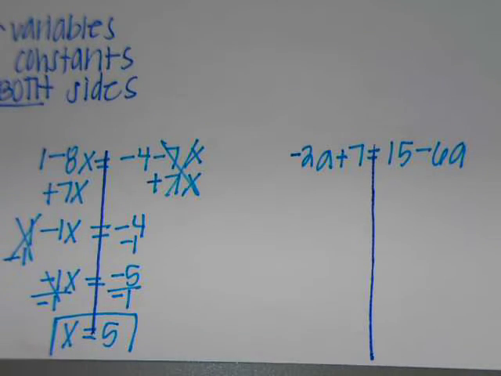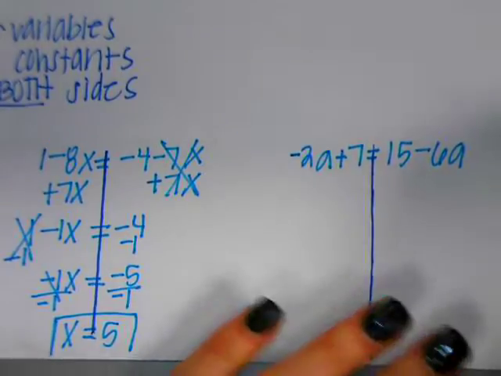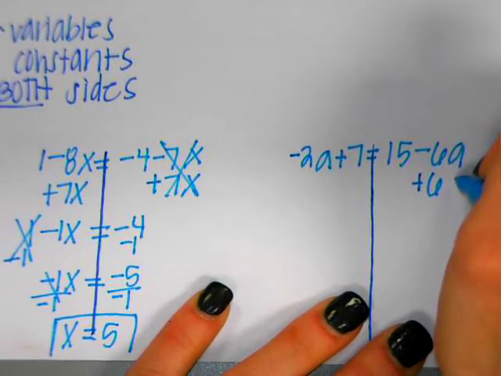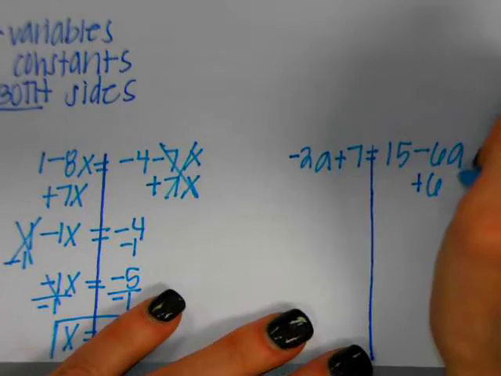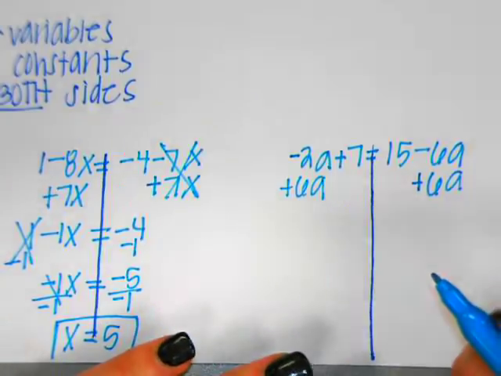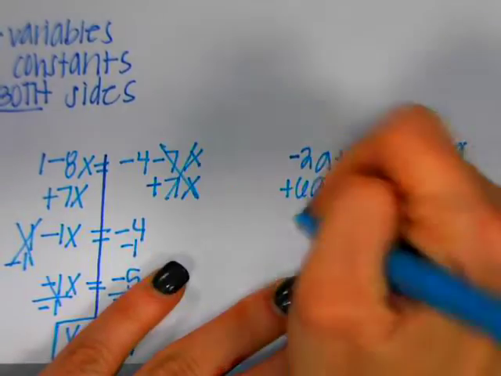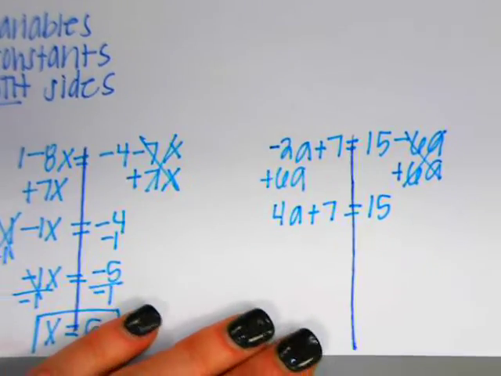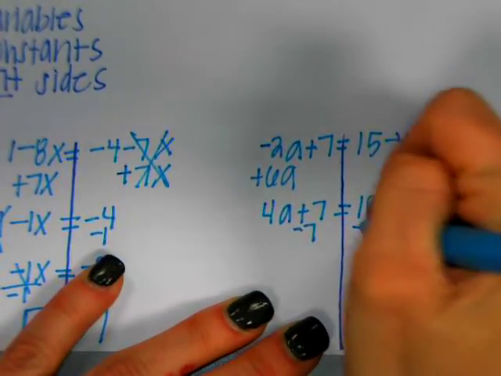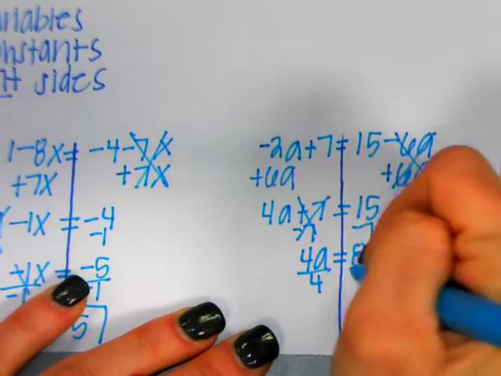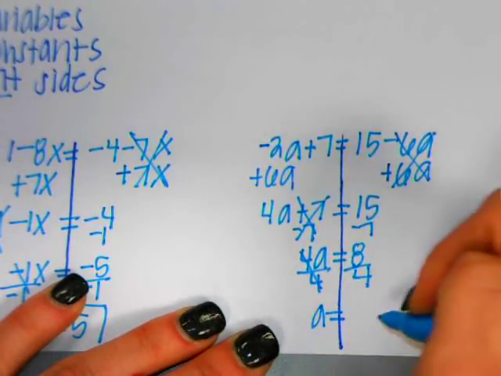Okay, ready to go over it? So what am I going to do first? What's going to move? Add 6a. Guys, focus, please. So that's going to be positive 4a, and bring everything else down. Then minus 7. So 4a equals 8. Divided by 4. So what does a equal?